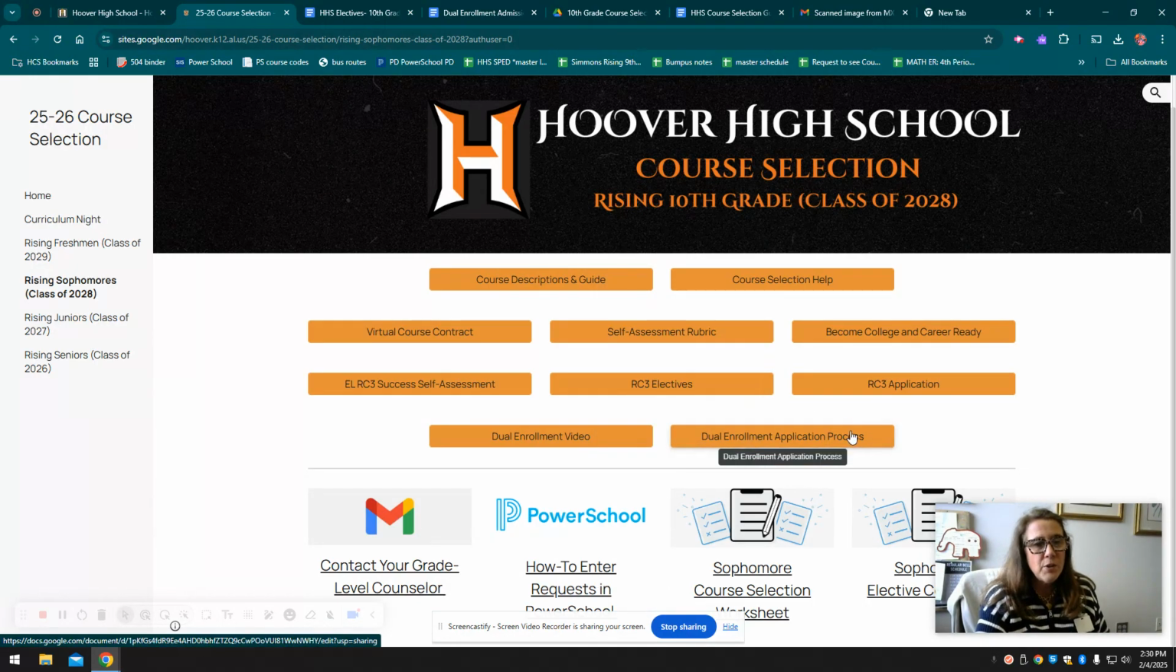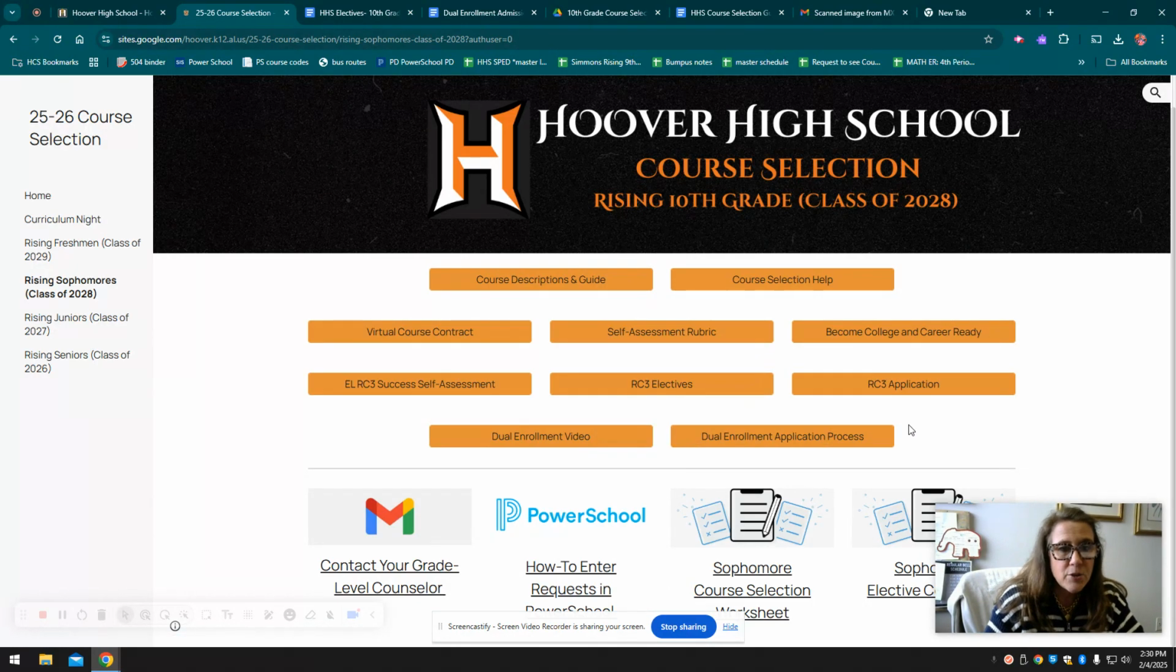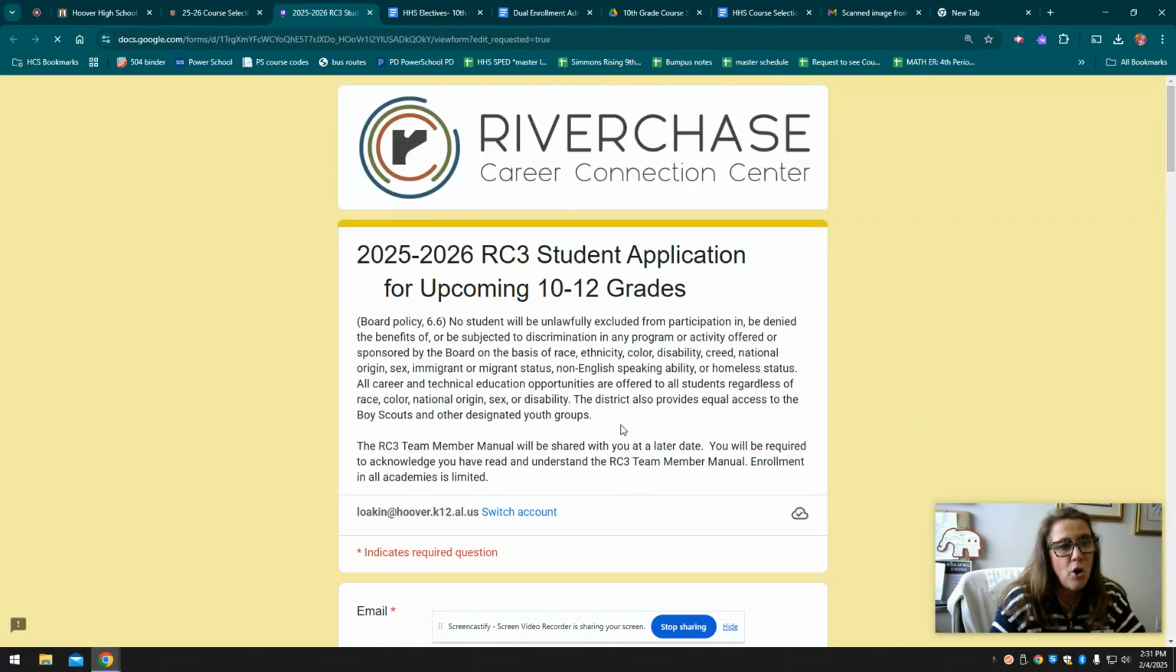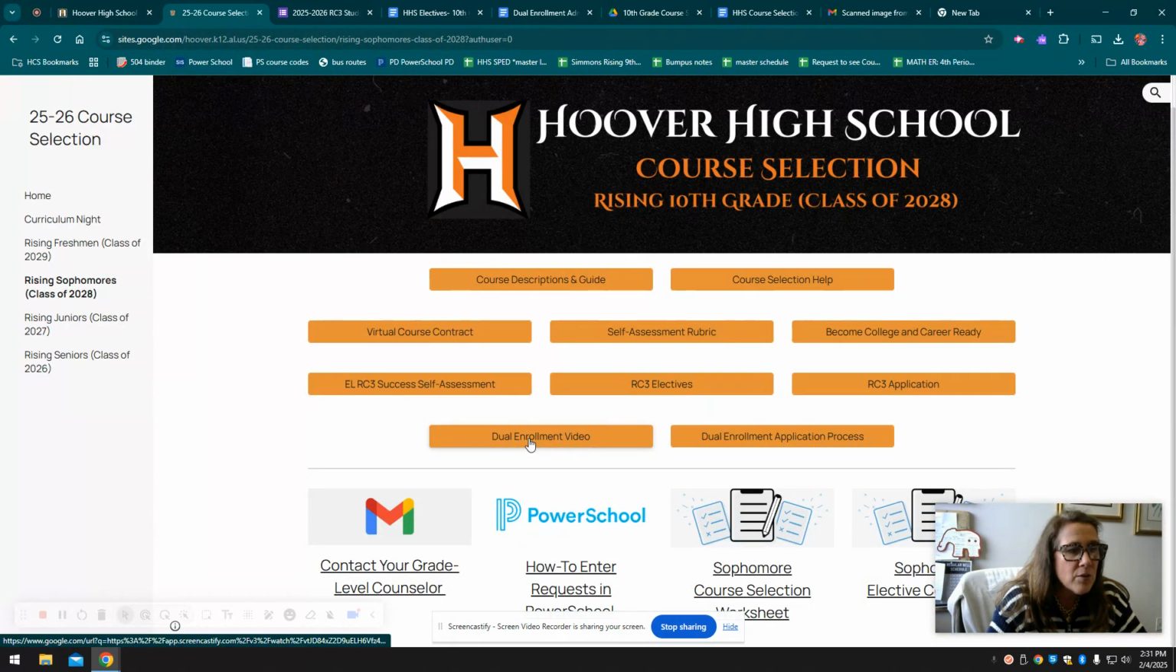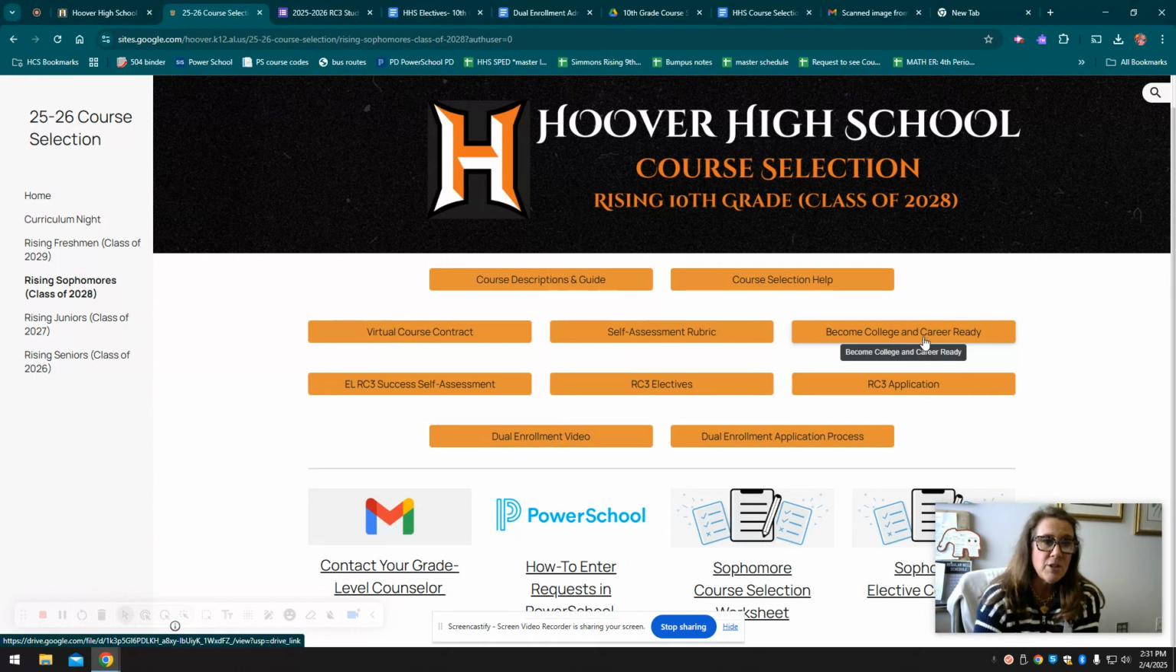Two things I want to show you on this page. If a student is doing RC3, they must do the application. So they would need to go right here to the RC3 application, and they have to complete this online application. This is required. So students, make sure you do this. Parents, make sure your student does this. We talked about the dual enrollment videos. There's RC3 electives here.